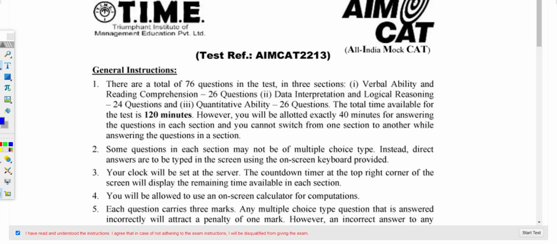Okay everyone, today we are going to start AIMCAT 2213. We are going to solve the quantitative ability section, which has 26 questions. So let's start with the test. The test is loading.